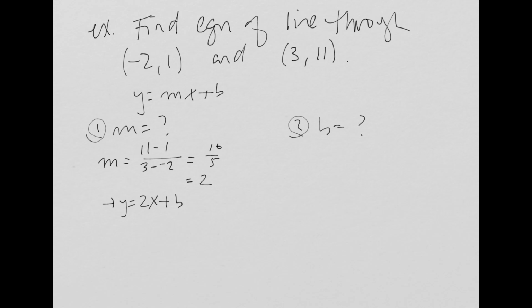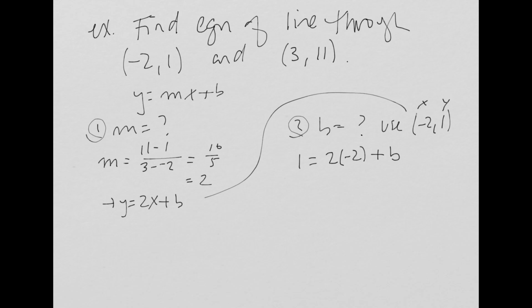For b, it doesn't matter which point you want to use. I'm going to use (-2, 1), just because that's the first one listed. That says that y is 1, x is -2. So all I did was take this point and plug it in here. So that's 1 equals -4 plus b, so b is 5. So that tells me my equation of the line, y equals 2x plus 5.